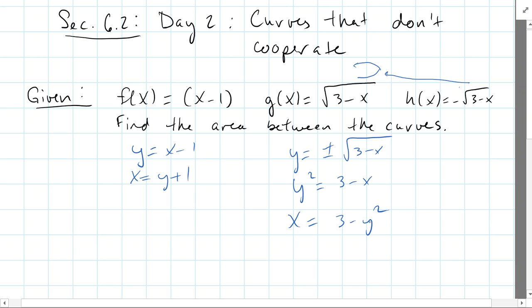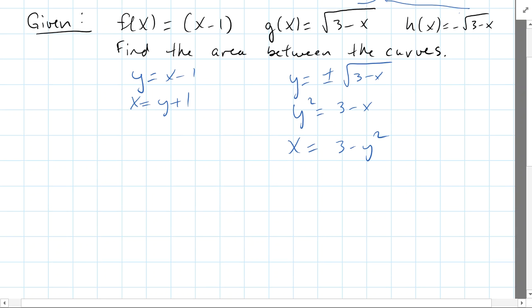So now that I have them both in terms of x, could I set them equal to each other? And then, are you going to have to factor again? So I have y plus 1 equals 3 minus y squared. Shift everything over to the left. Terms to the left instead of boxes to the left. We get y squared plus y minus 2 equals 0. Can you factor that for me?